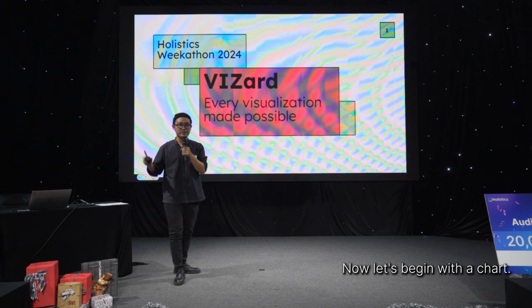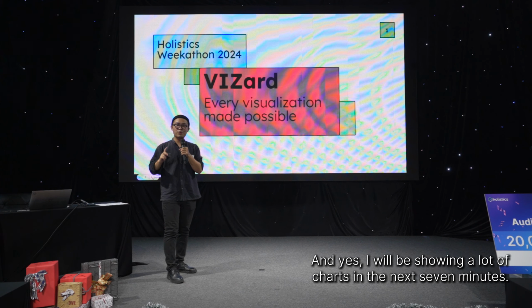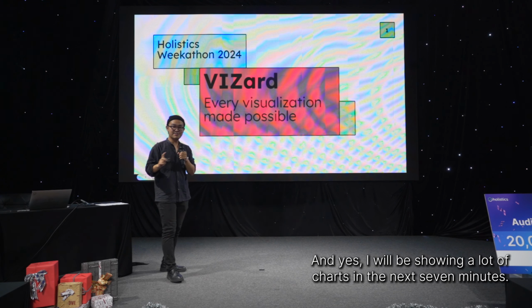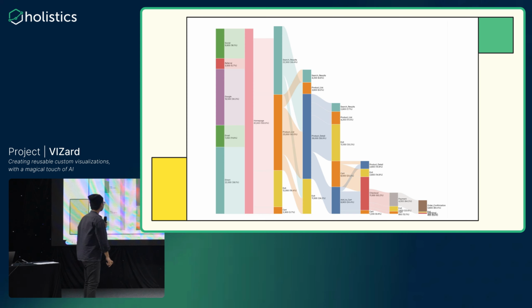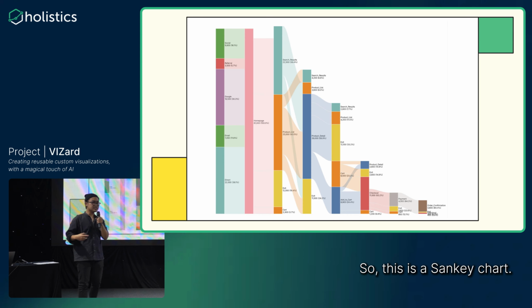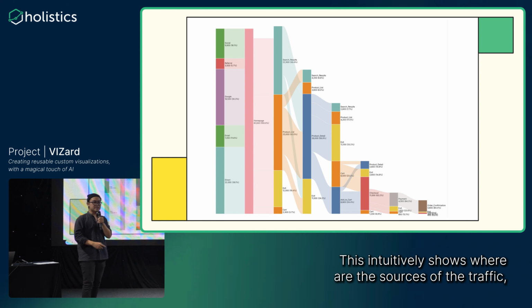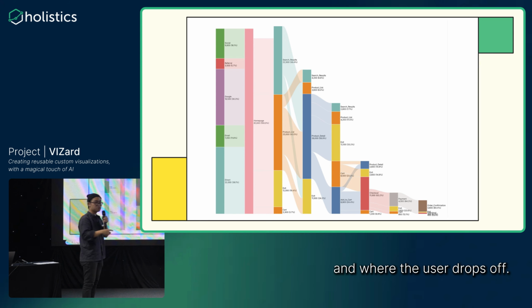Now let's begin with a chart. And yes, I will be showing a lot of charts in the next 7 minutes, so bear with me. So yeah, do you look familiar? So this is a Sankey chart. It intuitively shows where the sources of the traffic are and where the user drop-off is.